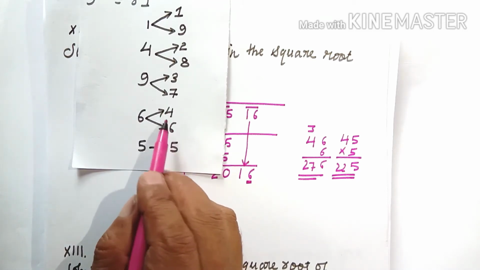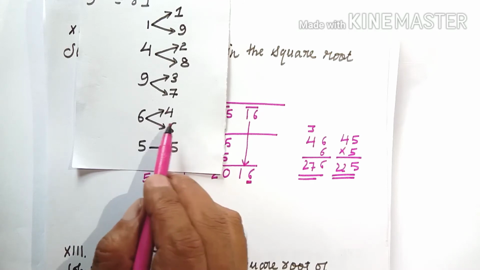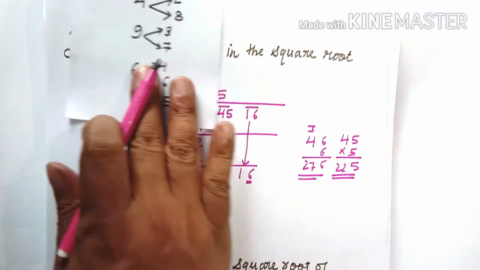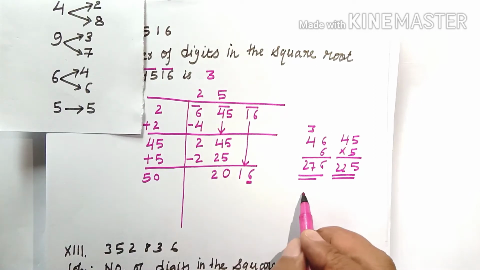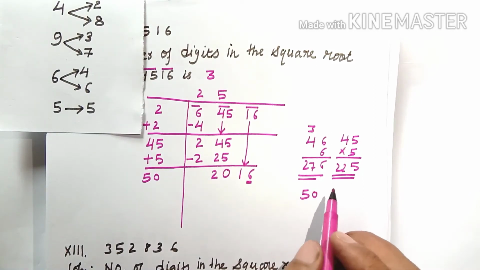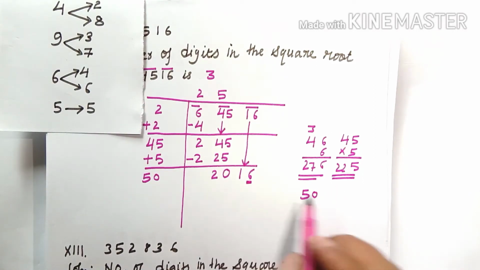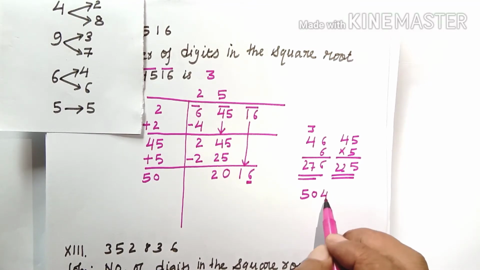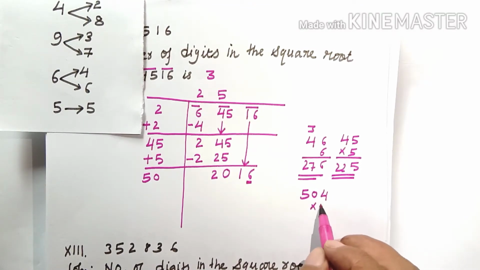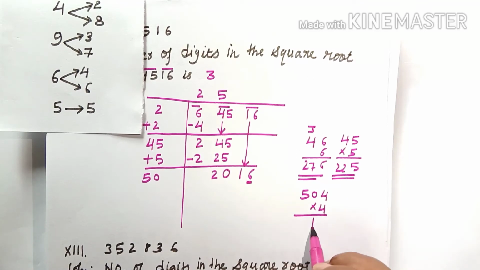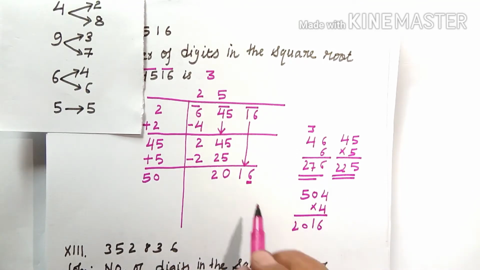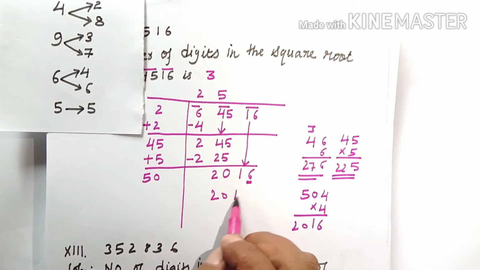So you'll have to try with these two numbers. One will be your answer. So what we do here now, take this 50 for rough work. So like I said here, 6 possible numbers are 4 and 6. So let's have a try with 4. So 4 4s are 16, 4 5s are 20. Is it same? Yes. That means we have got 2, 0, 1, 6.